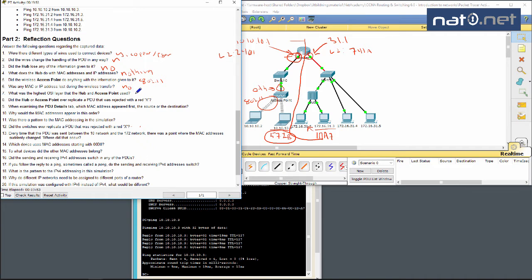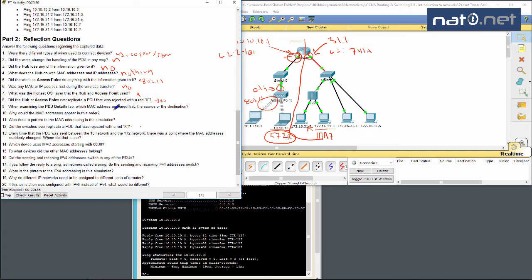And what was the highest OSI layer that the hub and access point used? It only works on layer 1. It's the physical layer. It doesn't care about MAC addresses, and it does not know about Ethernet frames. Did the hub or access point ever replicate a PDU that was rejected with an X? We didn't see that, but the thing is that the access point and the hubs always replicate everything that comes into them. So the answer is yes. The hub and access point cannot be selective. It replicates whatever comes in to all other ports.